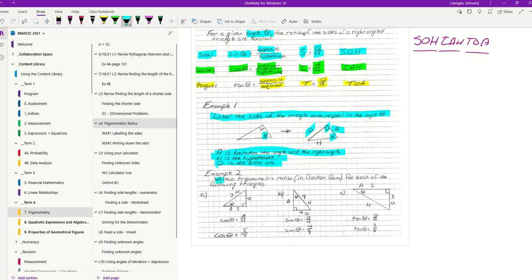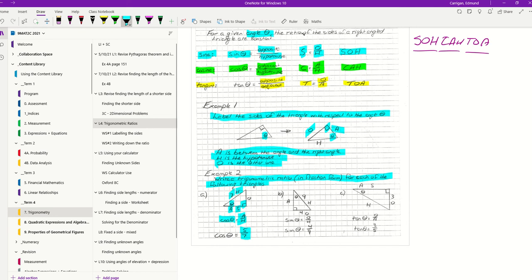And now example 2 is to write the trigonometric ratios in fraction form for each of the following triangles. So it's asked me for cos theta. Cos theta is A on H, which is my angle between theta and the right angle. There's theta, there's the right angle, so that's A. The number is 5. And then the hypotenuse is over here, and it's 7, so it's 5 on 7.